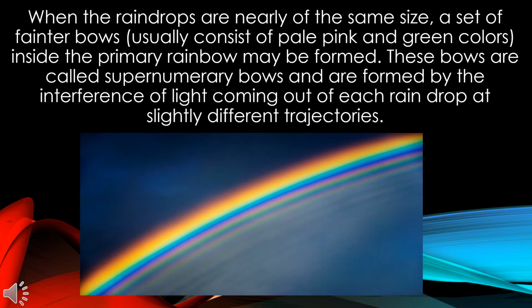When the raindrops are nearly of the same size, a set of fainter bows, which usually consist of pale pink and green colors, inside the primary rainbow may be formed. These bows are called supernumerary bows and are formed by the interference of light coming out of each raindrop at slightly different trajectories.